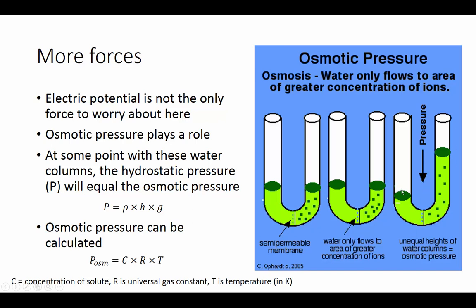But at a certain point, if you're looking at this U-tube here, we will have an unequal height of the water column. We will have hydrostatic pressure bearing down, which is going to equal that osmotic pressure, and then it's going to be at equilibrium. So we can calculate the hydrostatic pressure, and we can calculate the osmotic pressure, again, where C is the concentration of solute, R is our gas constant, and T is the temperature. So eventually the pressures will cancel each other out.